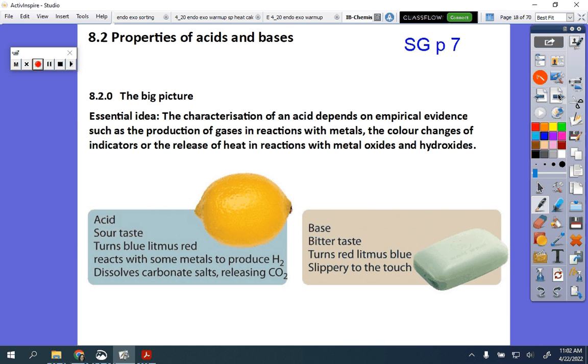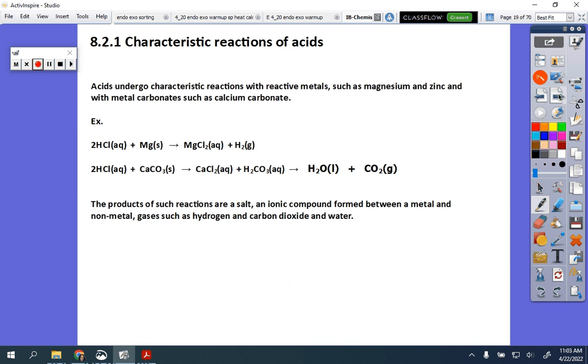Bases, on the other hand: a lot of the things we eat and drink are acidic, while bases tend to have a bitter taste. They turn litmus blue, and they tend to be slippery to the touch. Think about what soap feels like, and things that feel like that tend to be basic. They do not have the same reaction with metals, so that's something to remember specifically for acids. Those reactions with the reactive metals, particularly the more reactive metals on that side of the periodic table or towards the top, are going to react pretty strongly with acids.